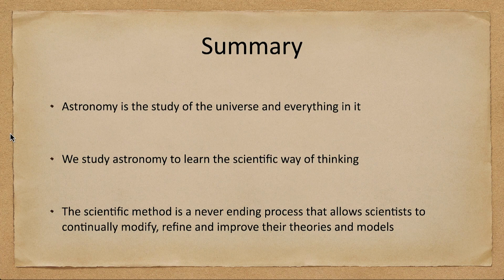So let's go ahead and finish up our lecture with our summary. First of all, we talked about astronomy and how that is a study of the universe and everything in it, and we looked at a few examples of that. We study astronomy to learn a specific way of thinking, the scientific way of thinking. And we looked at the scientific method as a never-ending process that allows the theories and models to be continually refined and improved. So that concludes this lecture on astronomy and science.